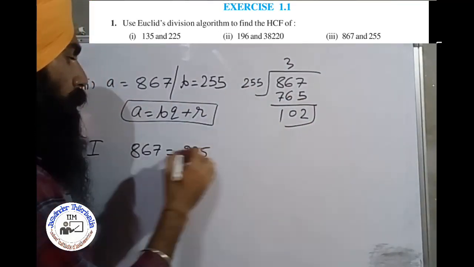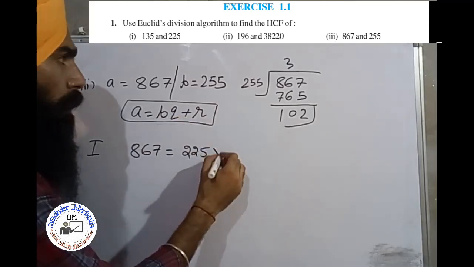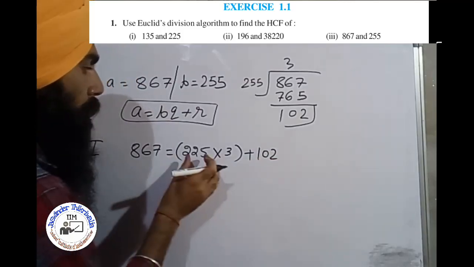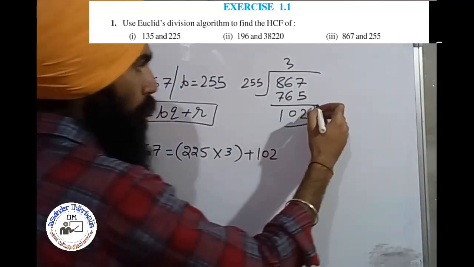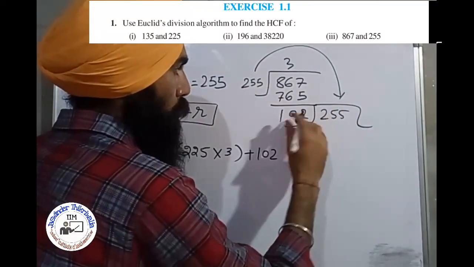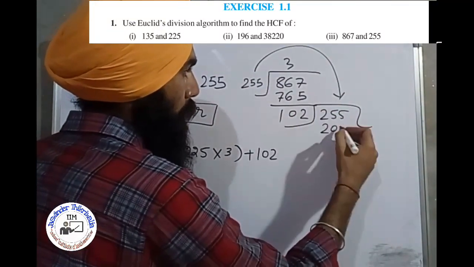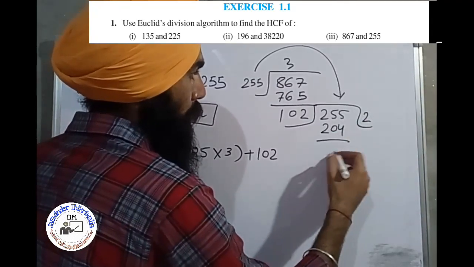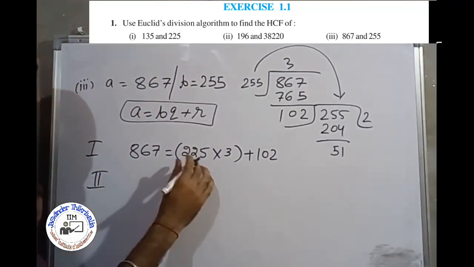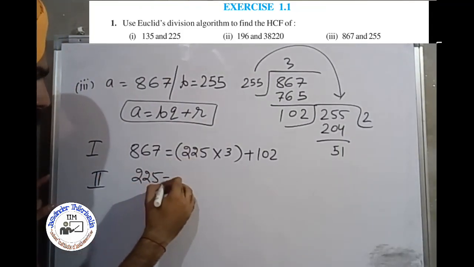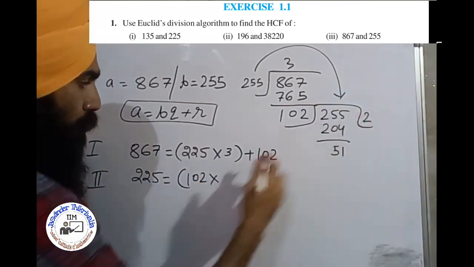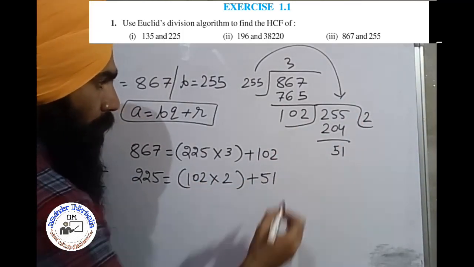The remainder is 102. Put the values here: A is this value, B is this value, Q is 3, and the remainder is 102. So we will further divide this divisor by the remainder. Here the divisor will shift to 255. 102 times 2 is 204, so the remainder will be 51. Again we write: 225 is the dividend, 102 is our divisor, quotient is 2, remainder is 51.